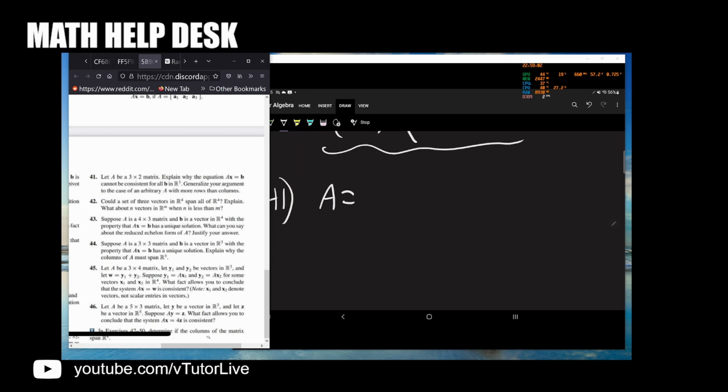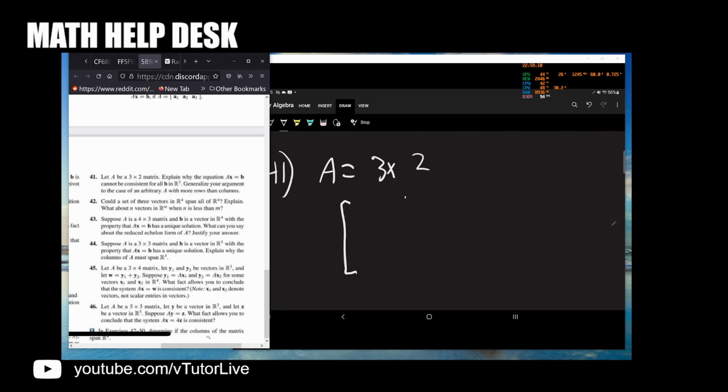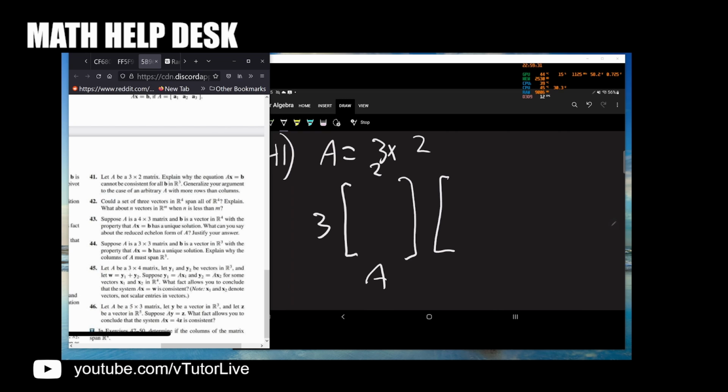So A is a 3x2 matrix. I think it's always good to make sure your head is screwed on straight in terms of how to interpret the dimensions. So 3x2 means 3 rows and 2 columns. But okay, back to it. So this is Ax equals b, right?